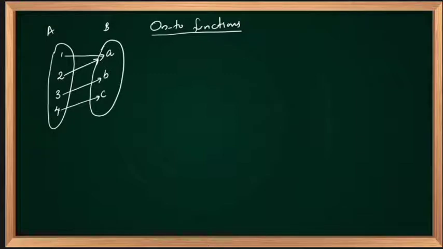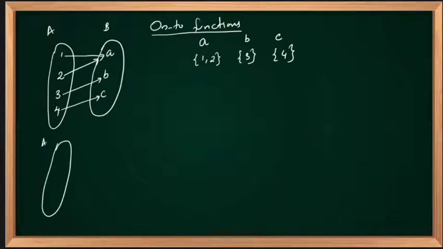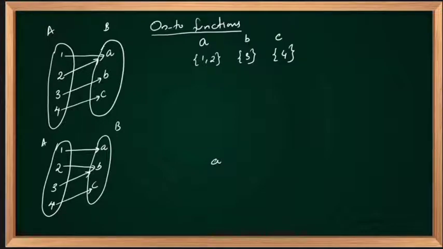Now let's see. Let me rewrite here that shows that A is an image of 1, 2, right? Similarly, B is an image of 3, and C is an image of 4, right? So let me draw another function, A, B, C, with the same elements, 1, 2, 3, 4, and let me draw like this, okay? So we can see that A is mapped to 1, 2, right? And B is mapped to 3. And C is mapped to 4.